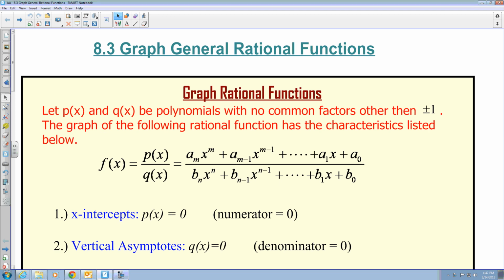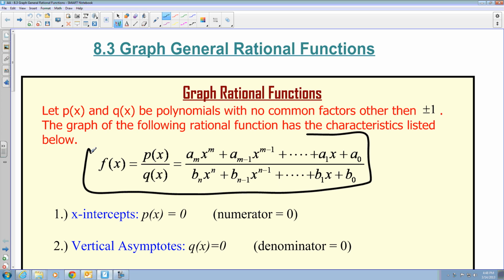Alright, so now we get into section 8.3, where in 8.2 we were talking about just simple rational functions. Now in 8.3 we are able to graph general rational functions. General rational functions can be represented in the equation here, where it's a sub m times x to the m power divided by blah blah blah.